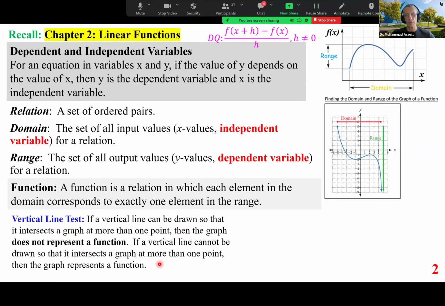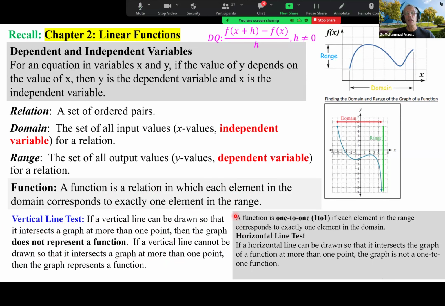graph represents a function. A function is one-to-one if each element in the range corresponds to exactly one element in the domain. Horizontal line test: if a horizontal line can be drawn so that it intersects the graph of a function at more than one point, the graph is not one-to-one. In other words, in the case of a function, the x coordinate cannot repeat. In the case of a one-to-one function, the y coordinate cannot repeat either.